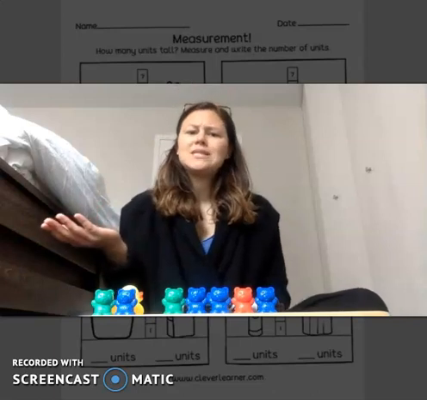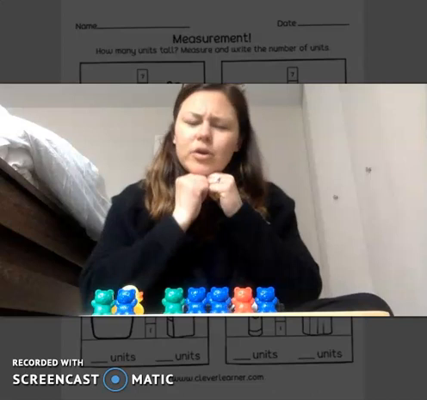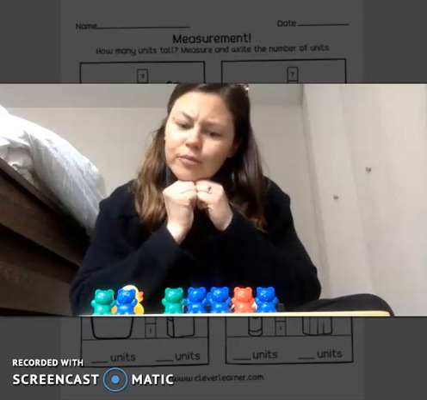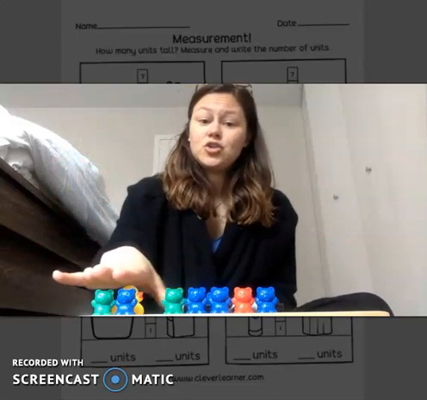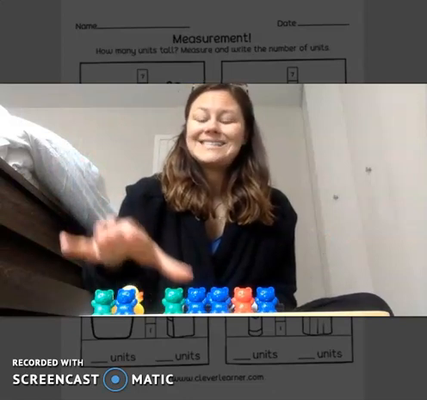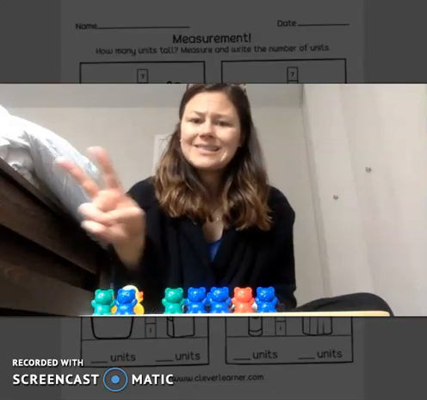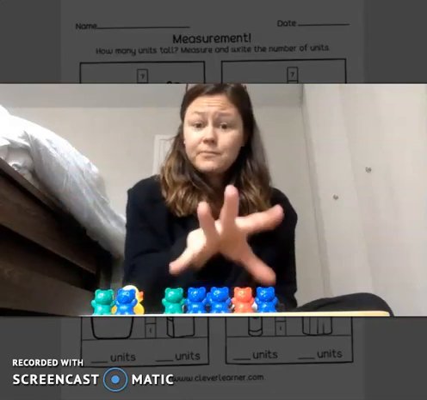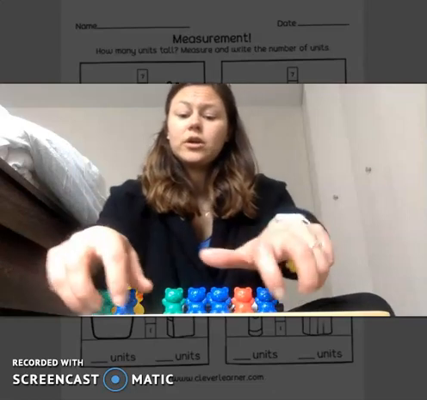Think in your brain, which one is longer? Which one is shorter? And now we're going to think, how do we know? If you said that you know this one is shorter, the duck is shorter because it has less bears, you're correct. 2 bears is less than 5 bears. 5 bears is more than 2 bears, so I know my marker is longer.